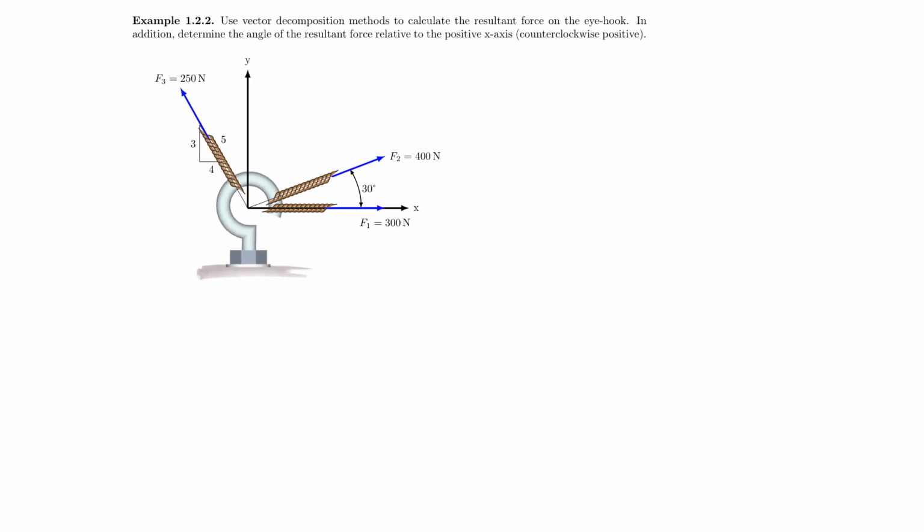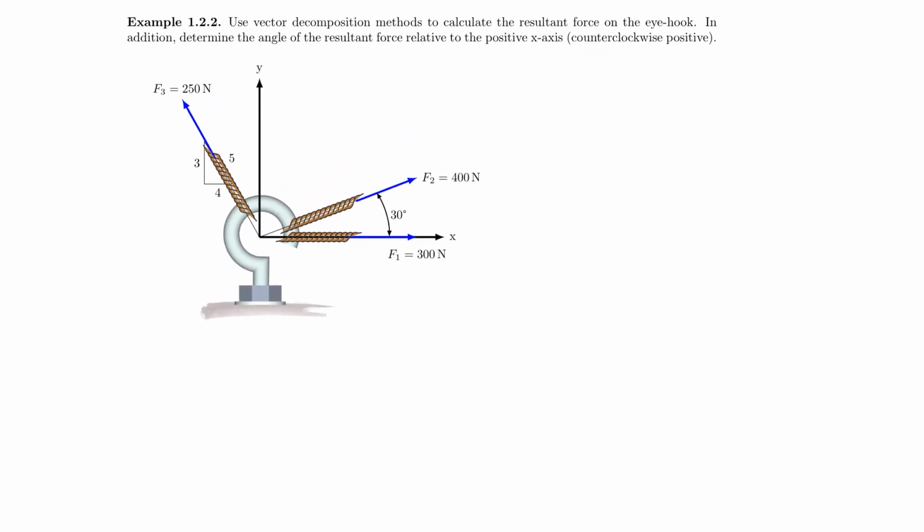So here you see our next engineering mechanics problem, force vectors acting on a hook. And as always, let's read the problem statement first. So here we have to use the vector decomposition method to calculate the resultant force on the eye hook. And then you also need to find the angle relative to the positive x-axis.